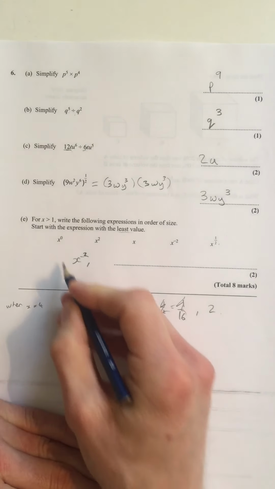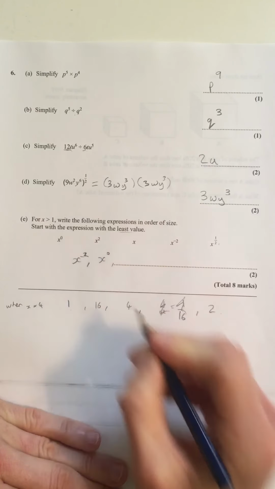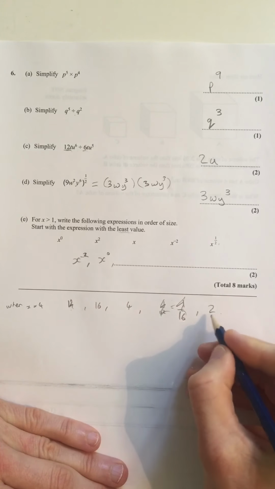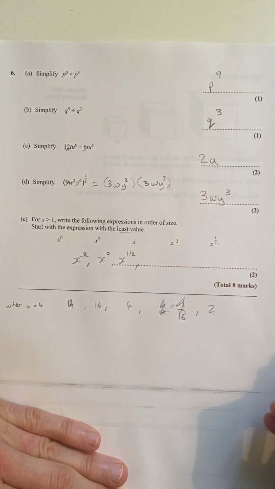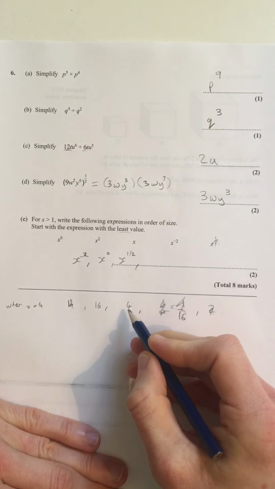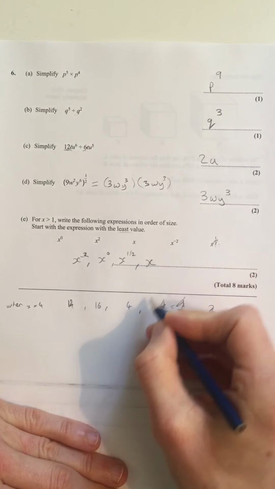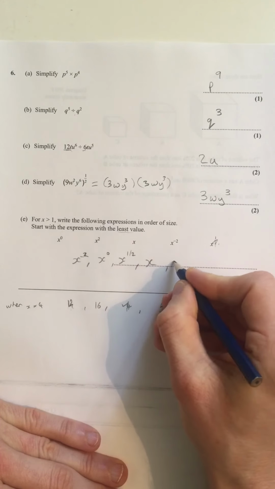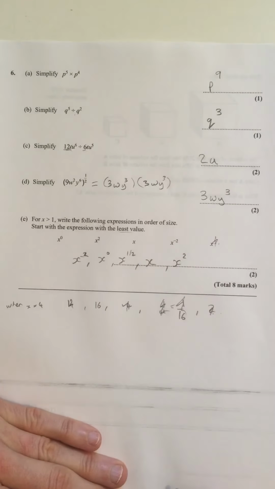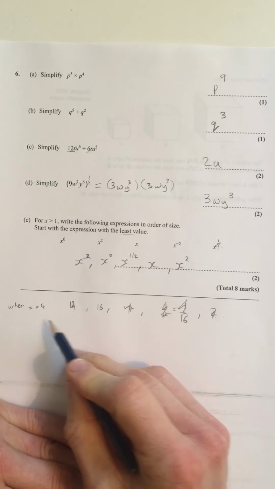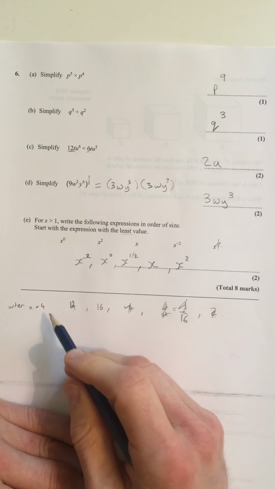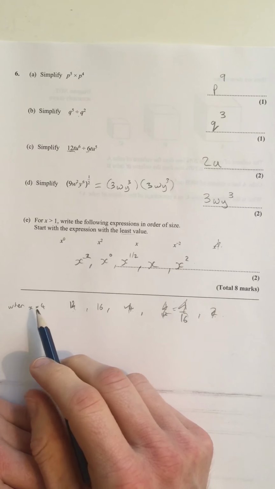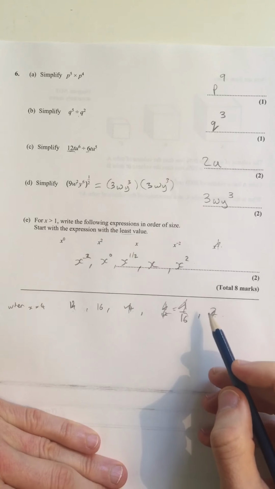Then 1, so x to the power 0 is the next smallest. Then 2, so then the x to the power of a half. Then we've got the 4, so then it's x. And then finally x squared would be the biggest. So you can do that with 4, you can check that with some other numbers if you'd like. Check it with x equals 5 or 6 or 7 or 9 or whichever values you'd want. You'll get the same answer every time here.